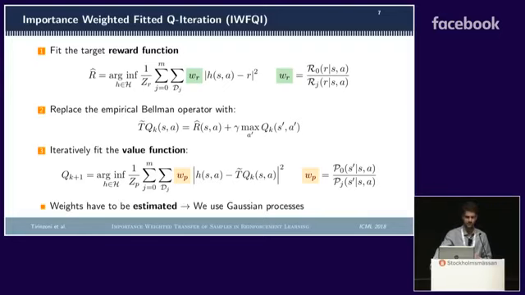One final remark is that in practice, we typically don't know the models, so weights cannot be computed in closed form and have to be estimated. In the paper, we proposed an approach based on Gaussian processes where we're trying to figure out the distribution of the importance weights. Unfortunately, due to time constraints, I won't be able to go into many details here, but you can check the paper for this one.